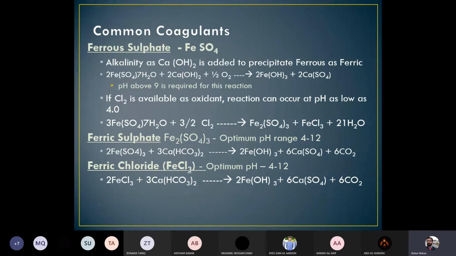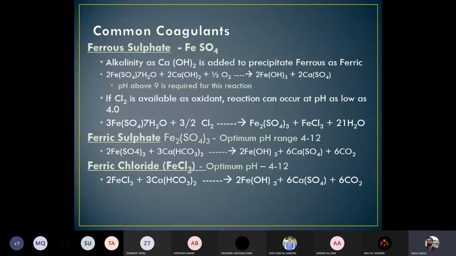Then comes the ferrous sulfate. Once again, its pH is above 9. If the water is alkaline and you have to add some, you can use ferrous sulfate. If chlorine is available as oxidant, reaction can occur at pH as low as 4. You have a very wide range of pH in terms of the chemical reaction of the coagulant. You have different types of coagulants which can operate at any pH, but you have to maintain the cost aspect as well.